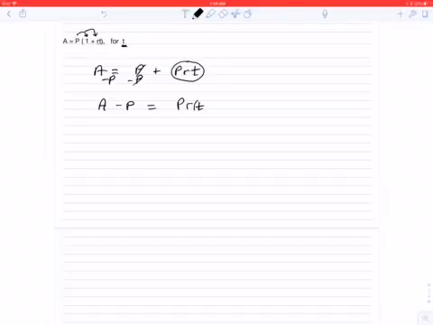Now let's isolate the t. Since it's multiplied by pr, I can do the opposite. I can divide by pr. So I have t equals A minus p over pr.